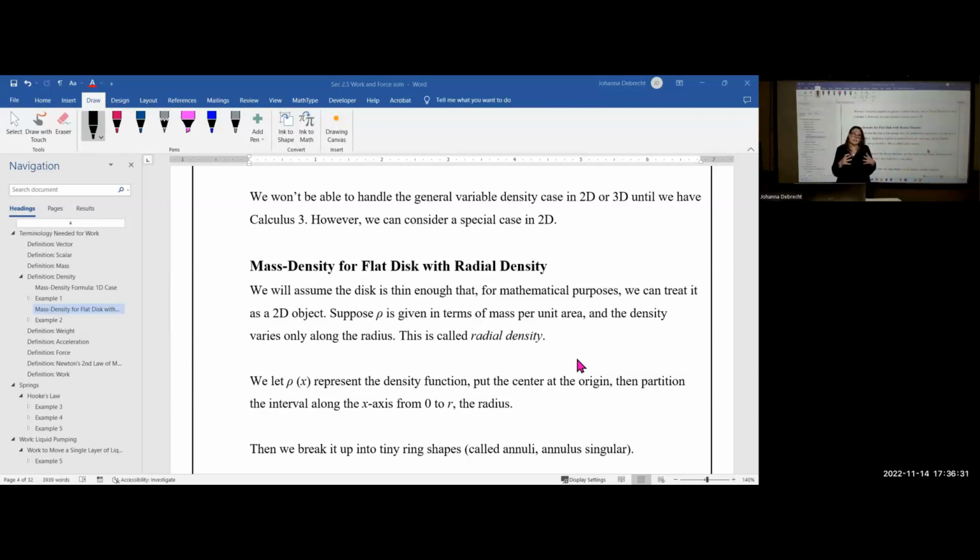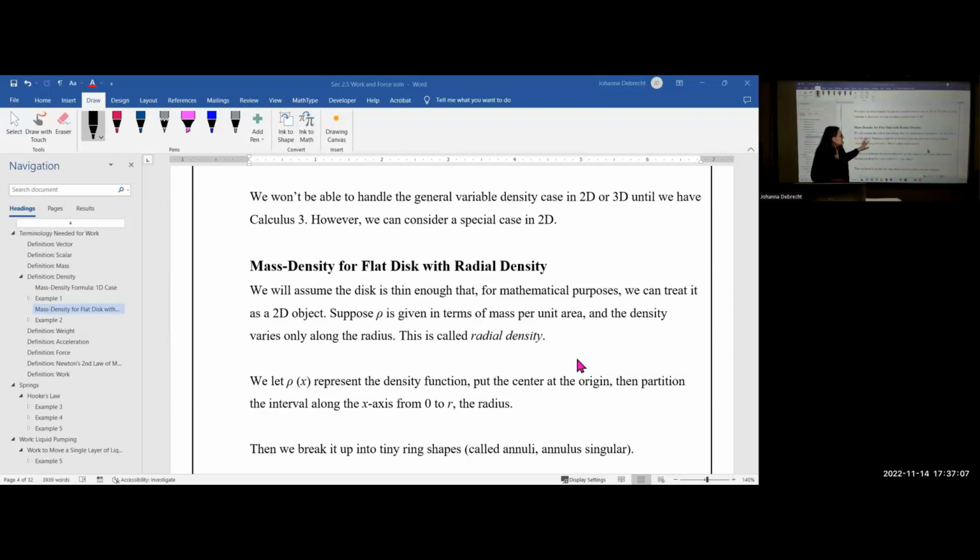Now, when we're talking about a disk, we're really talking about, well, a circle. So we have a disk and it's flat. And by flat, we mean infinitely thin. So it's like a sheet of paper, but shaped like a circle. And it has radial density. Now, what that means is that if you take the center of the circle and you measure to the edge, the density is varying with the radius. So the density depends upon the radius of that disk. So this is the one special case that we can still do in calculus 2.